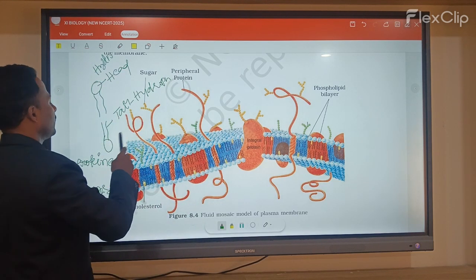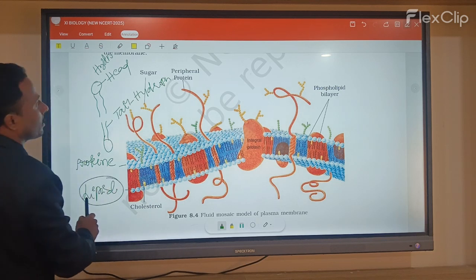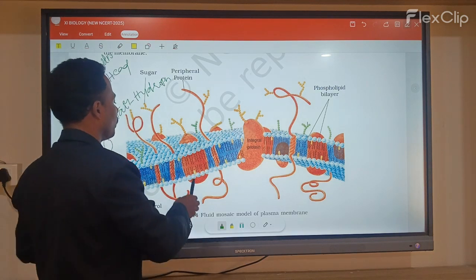Okay, the lipids are made up of what? Cholesterol is present.